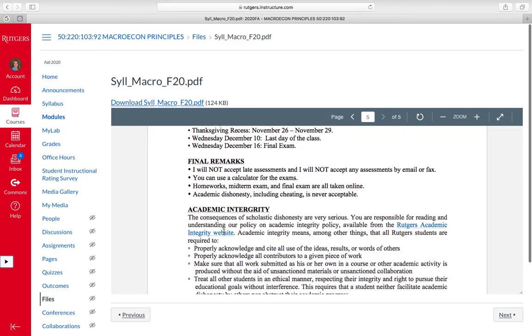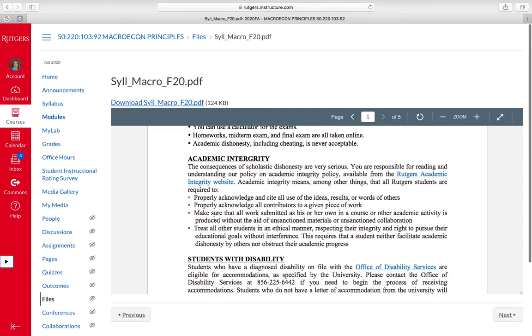Important remarks: of course, you know that we have strictly enforced deadlines. So I'm not going to accept any late assessment, either by email, by fax, nothing. You have to only submit your assessment through my lab, and on time. The only time that I offer a makeup is when you're sick and providing me with a documented medical excuse. I'm not going to go over academic integrity, because I think this is something that you already know.